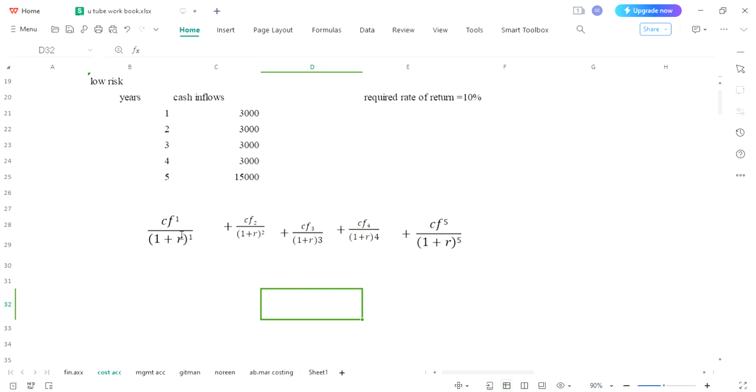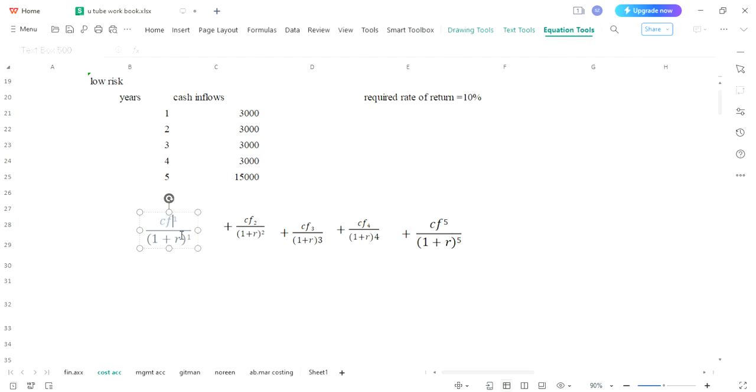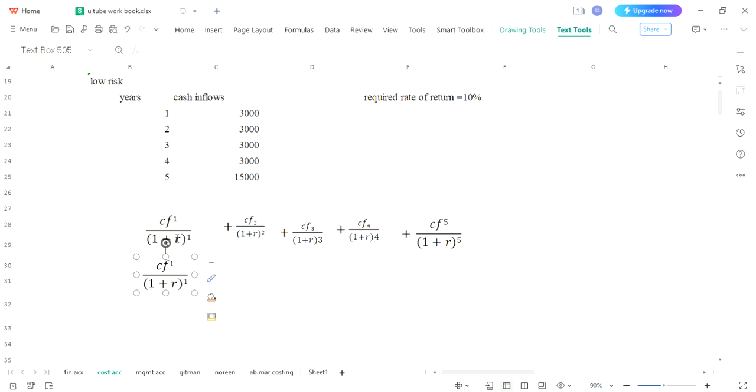For first, what we will do, we will post its value over here. First cash flow is 3000. Just put 3000 over here. Rate is mentioned over here 10%. 10 divided by 100, that means 0.1. Raised to power 1 would remain same. This is our first amount.